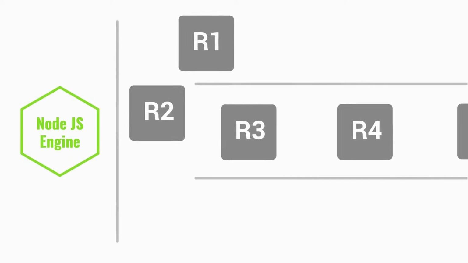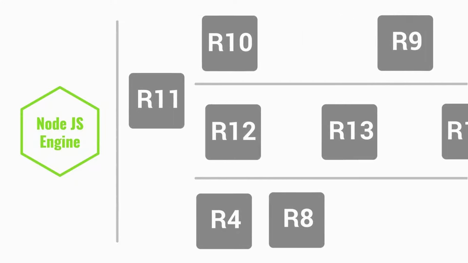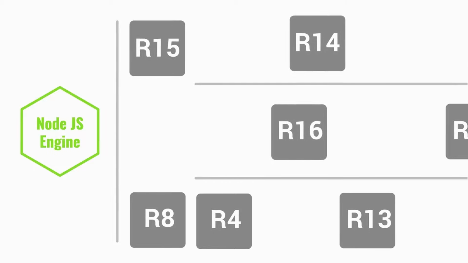In the same way, if a request involves blocking I/O operations, Node.js assigns it to a background process and goes on to serve the next request.